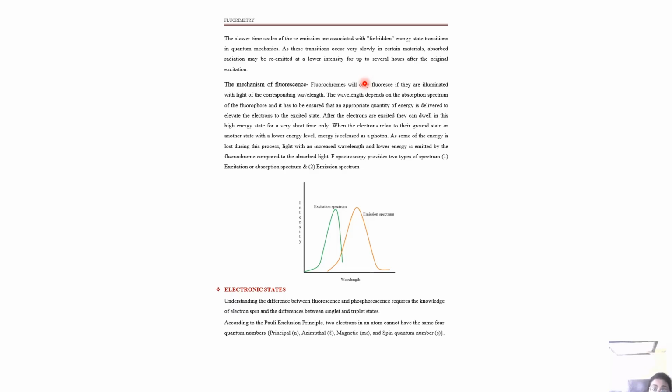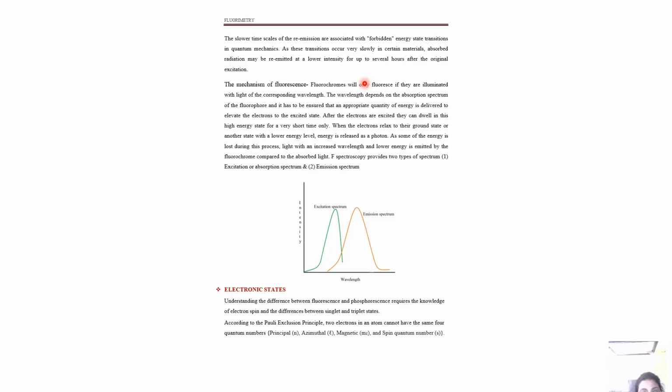It has to be ensured that an appropriate quantity of energy is delivered to elevate the electrons to the excited state. After the electrons are excited, they can dwell in this high energy state for a very short time only. When the electrons relax to the ground state or another state with a lower energy level, energy is released as a photon. As some of the energy is lost during this process, light with an increased wavelength and lower energy is emitted by the fluorochrome compared to the absorbed light.